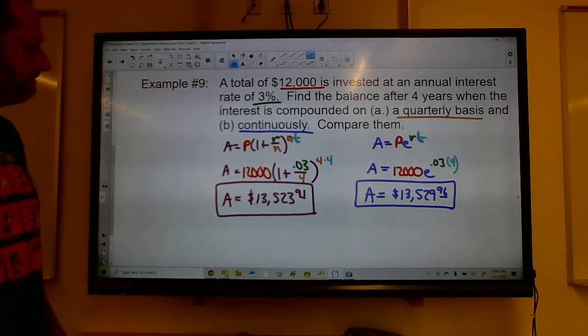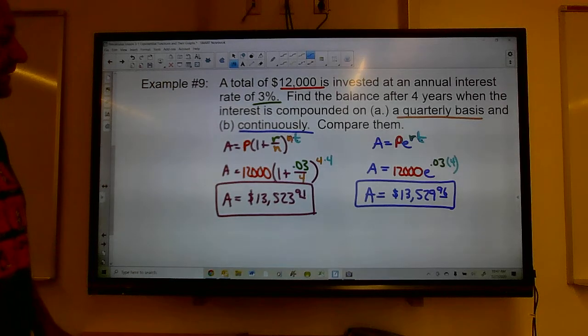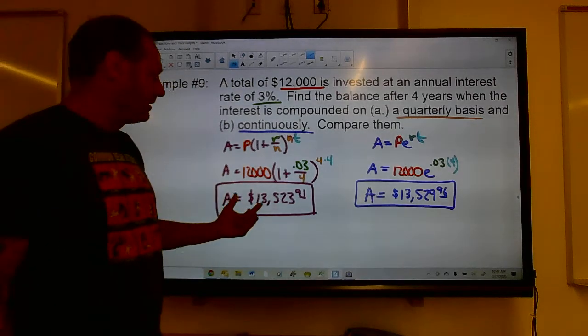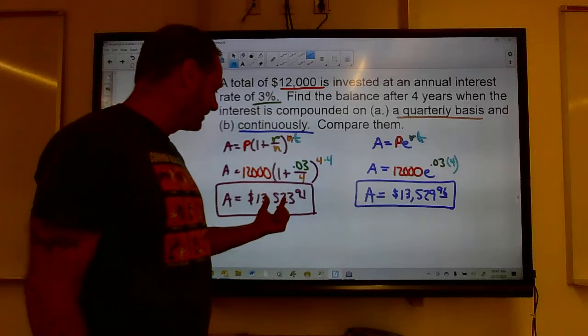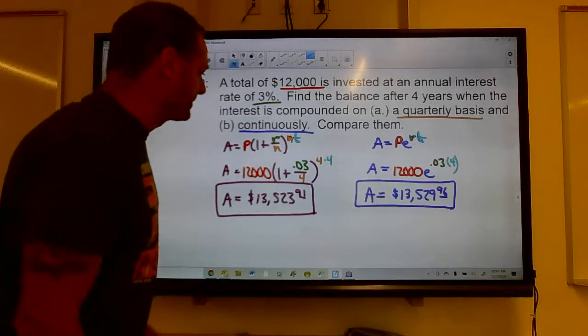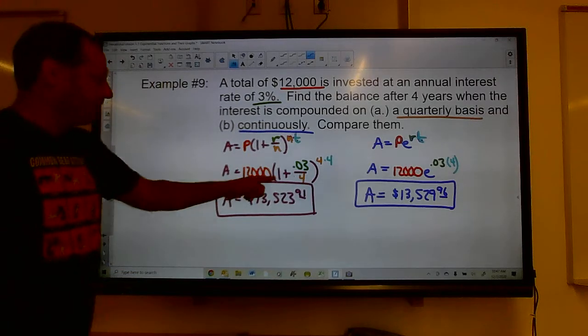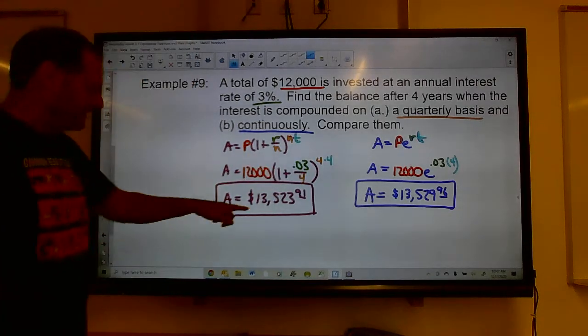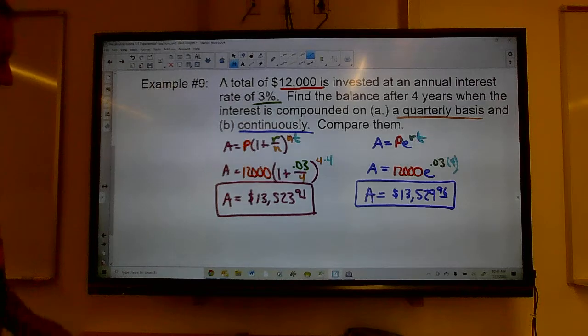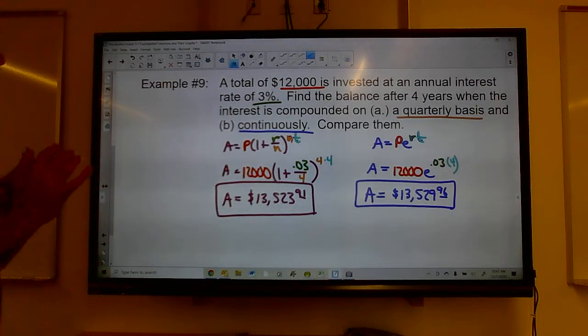If I were to compound it monthly, n would be 12. It would be a little bit more than this, but it'd still be less than this. If I were to compound it annually, this would be 1 and 1, and this would be even less than this. So there you go.